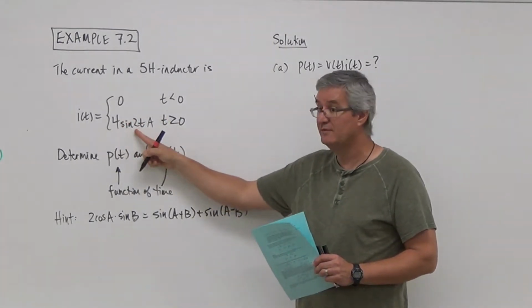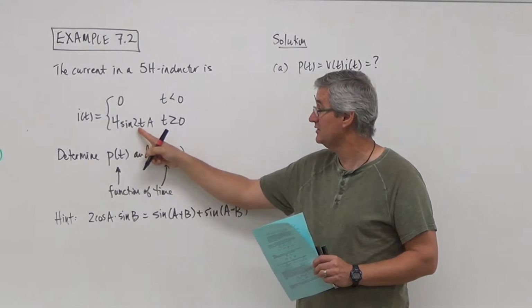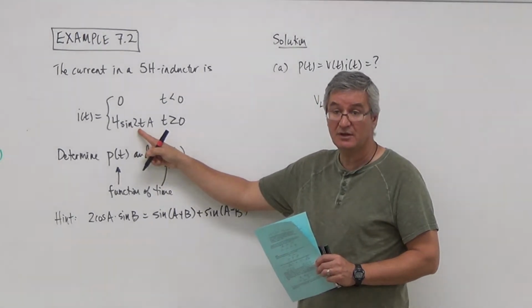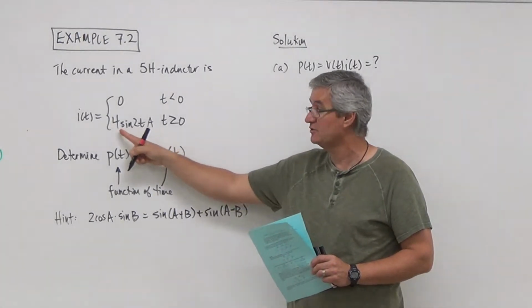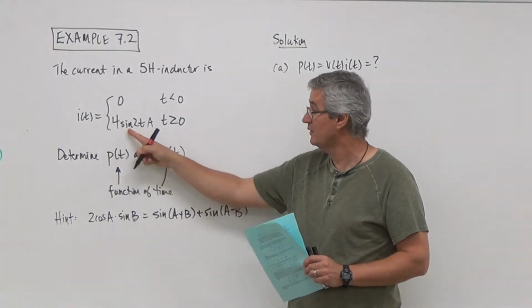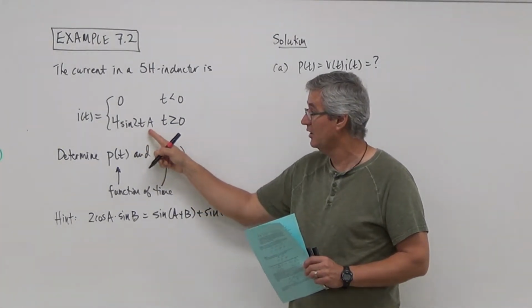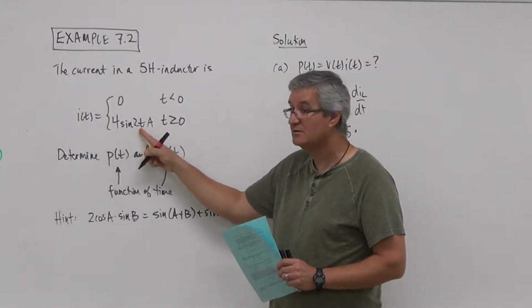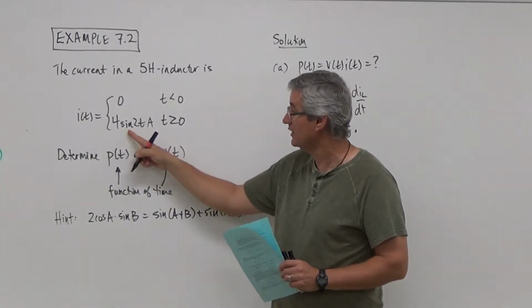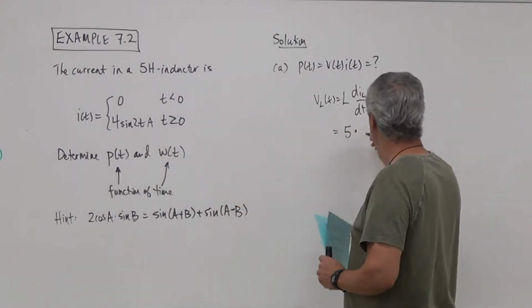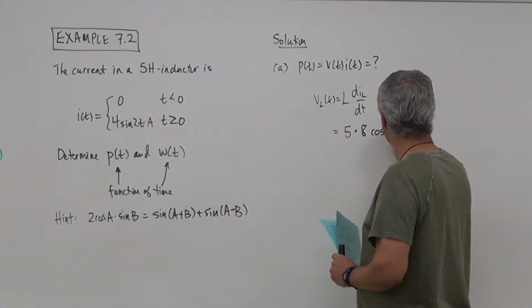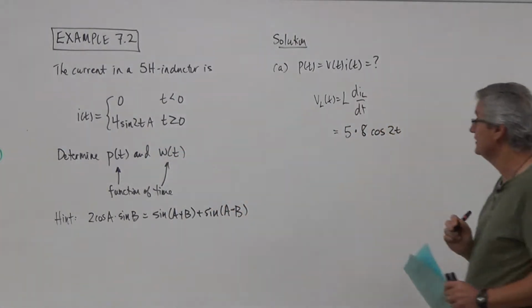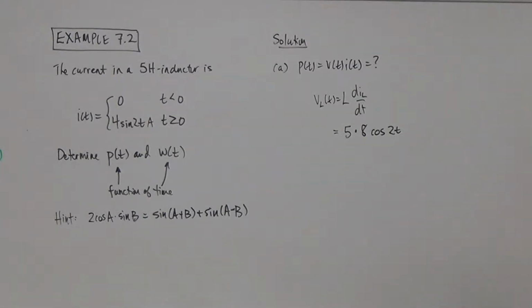Then I have to take the derivative of sine. But you can see that I have an argument of 2t. So the chain rule says that I'm going to bring that 2 out. So if I take the derivative of sine 2t with that 4, what do I get? I'm going to get 8 times cosine of 2t. So that's what's giving me the voltage.